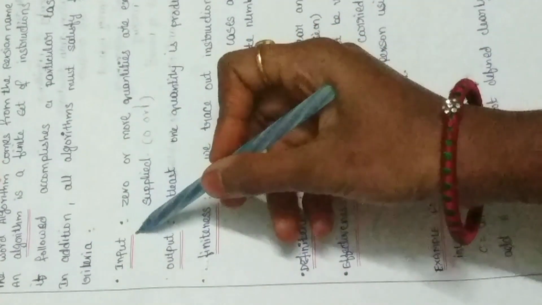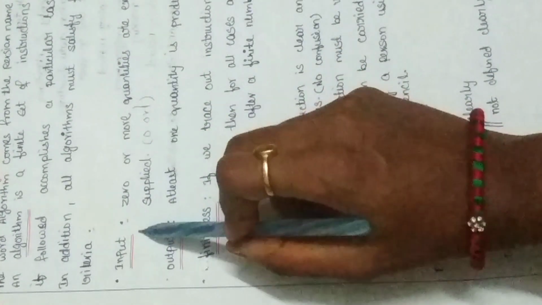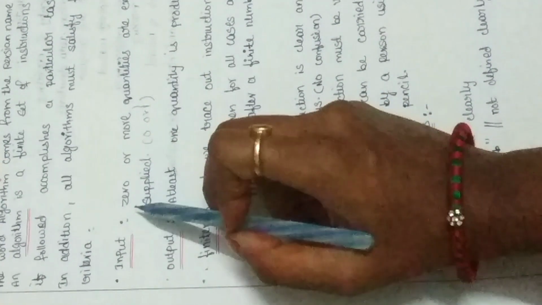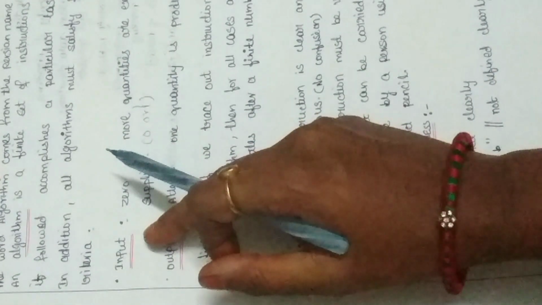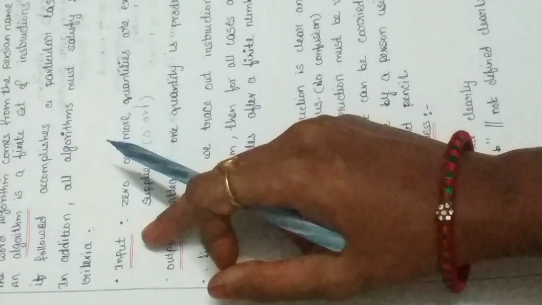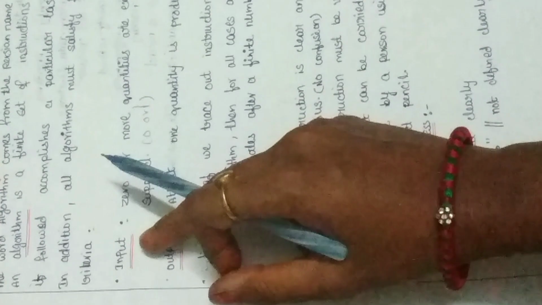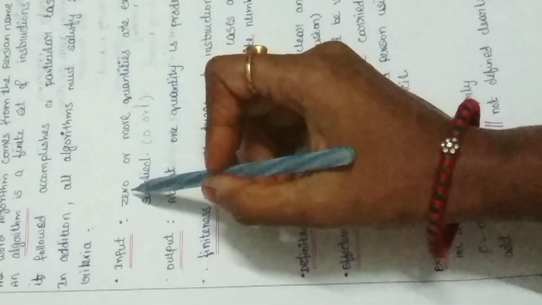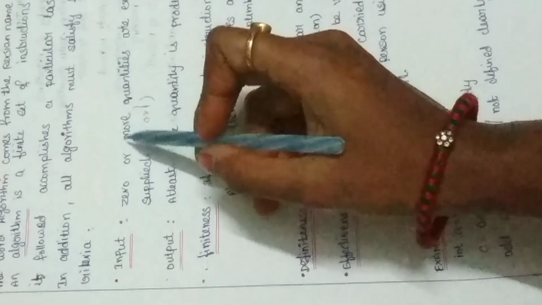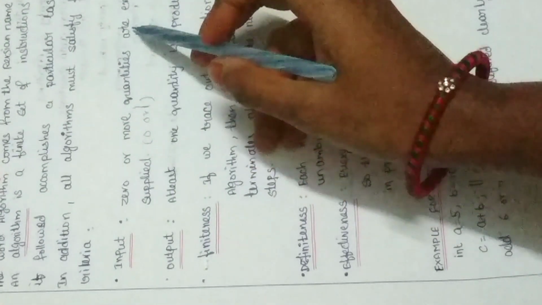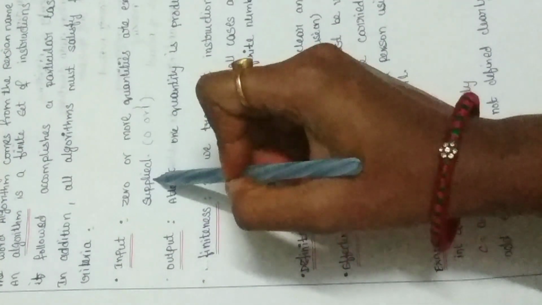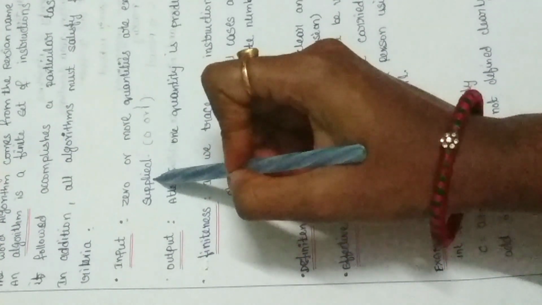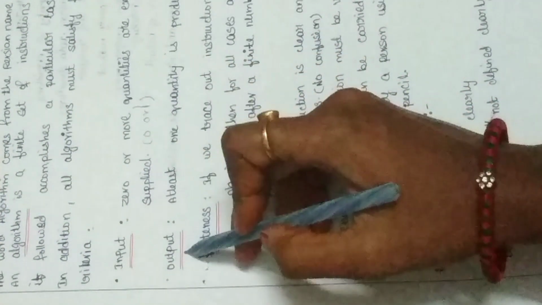When coming to input, without any input we cannot perform any algorithm; it would be useless. To perform any algorithm, it should have either zero or more quantities of input supplied to perform a given task. Okay, students? Next comes the output.